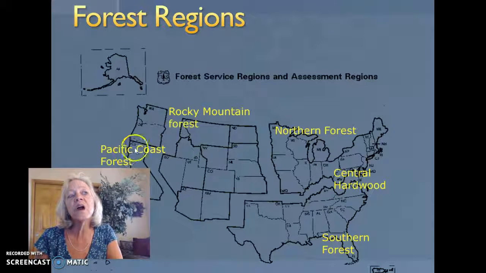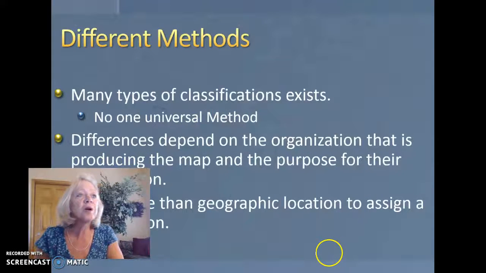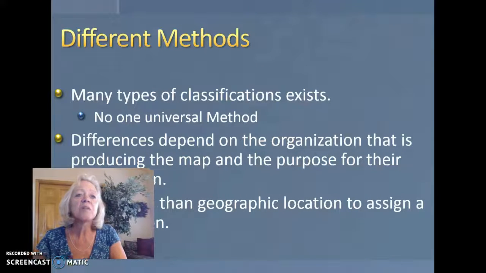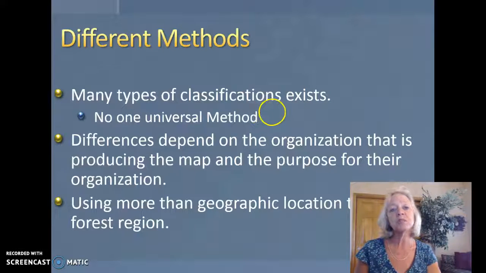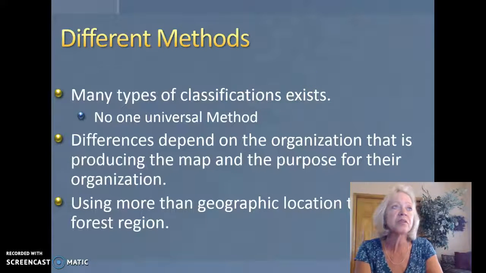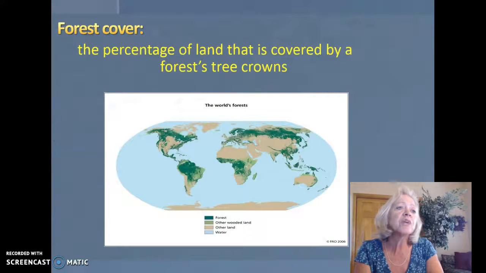So what do you think has more trees as far as lumber production? That's a very good question. We'll talk about that in a little bit. So the different methods depend on the purpose of it. There is no one universal method for classifying forests. It depends on the organization that's producing the map and the purpose. So using more than one geographic location to assign a forest region is important just as far as understanding that there's differences. So one way is forest cover.